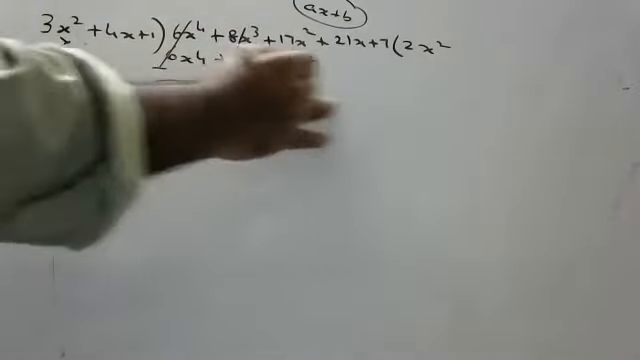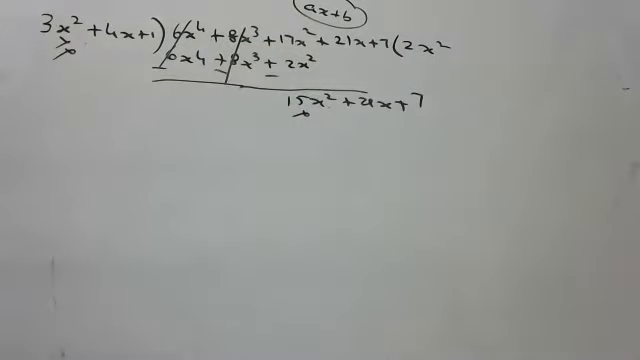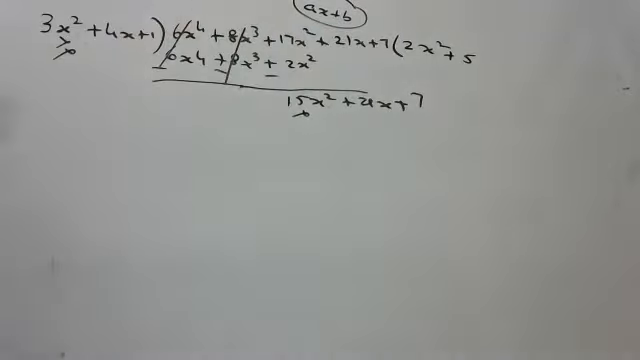So this is 15x square plus 21x plus 7. Children, 15x square by 3x square is how much, children? 5. So multiply with 5, children. 5 3s are 15x square, and 5 4s are 20x, 5 1s are 5. Please check, children.